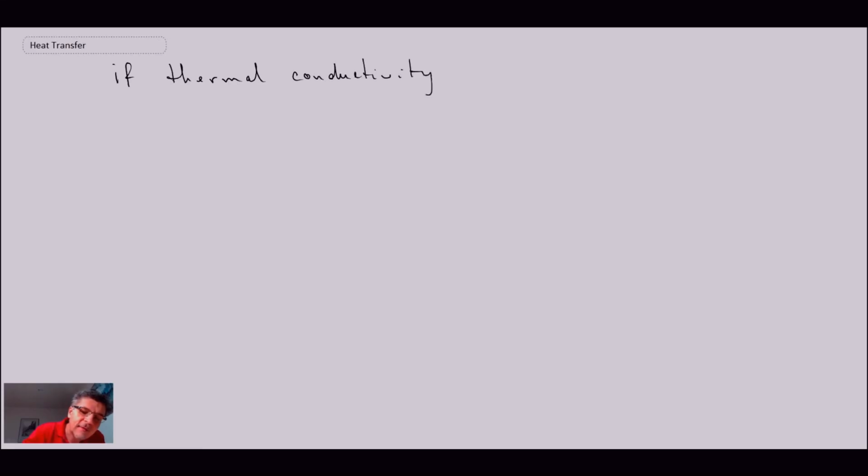So let's take Fourier's law as written, and if we can assume thermal conductivity is a constant, and in this case, I'm saying it's a constant. It means it's independent of temperature. If we can make that approximation, then we end up with this equation here.